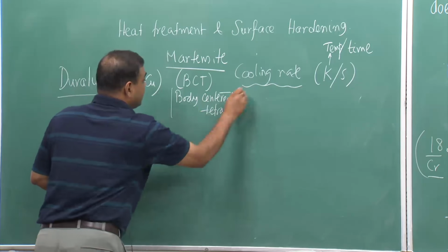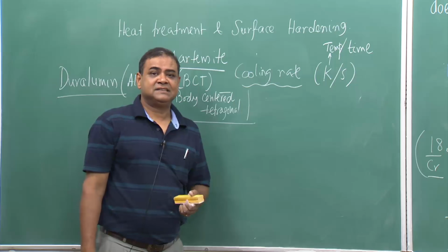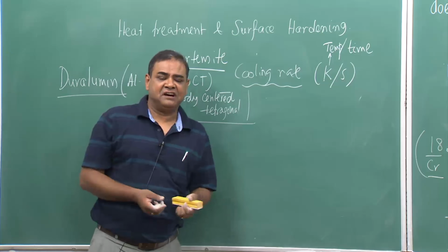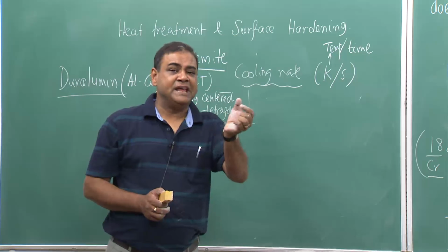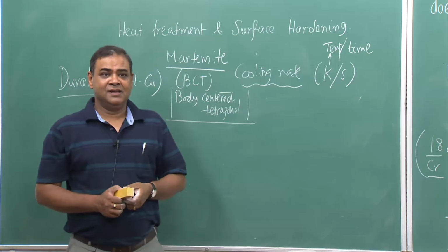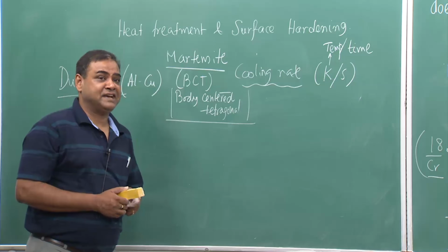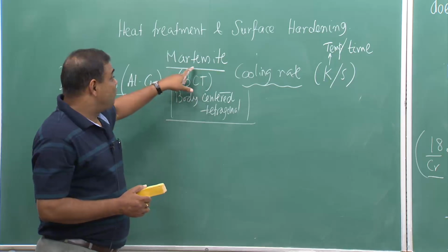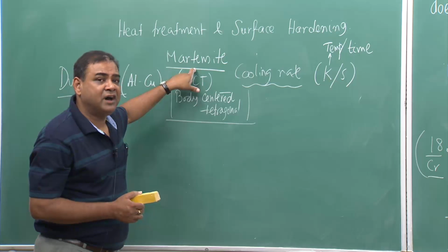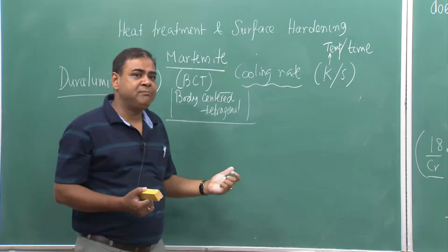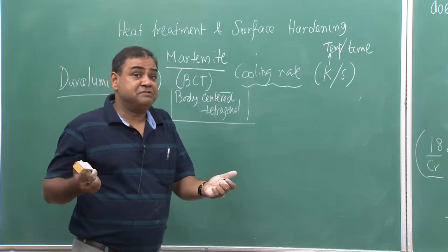Body centered tetragonal, and whenever this phase arises in steel, the steel becomes very, very hard. For example, let us say a plain carbon steel cutting tool. Our interest there, the structure is the tempered martensite, and once we form martensite, the sample becomes very, very hard. Once the sample becomes very hard, its ductility goes down. That means it becomes a little brittle.